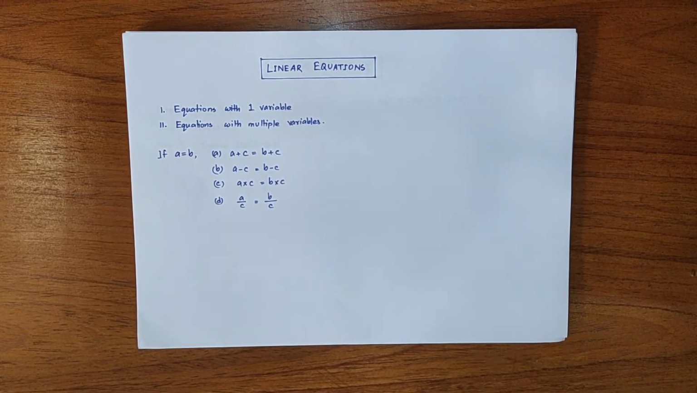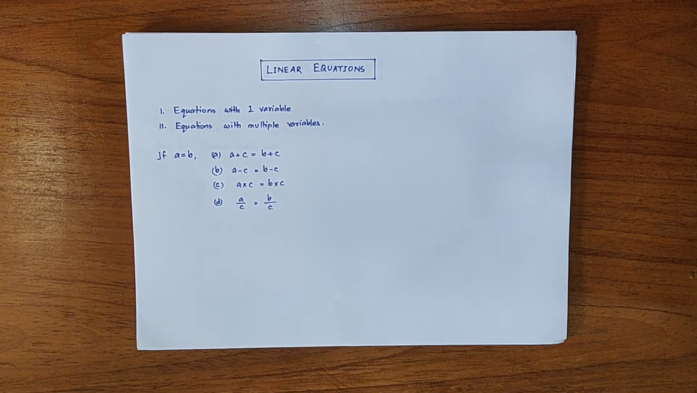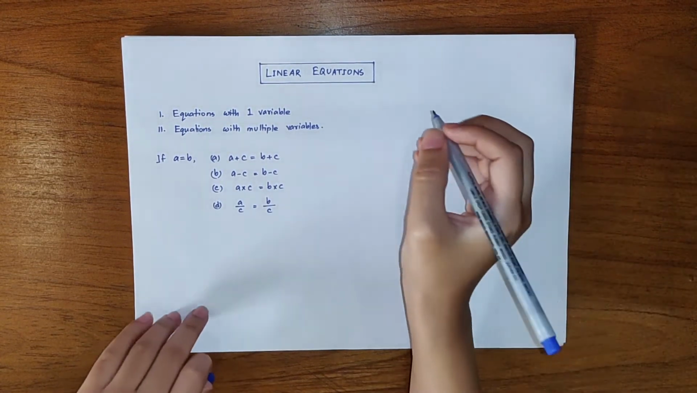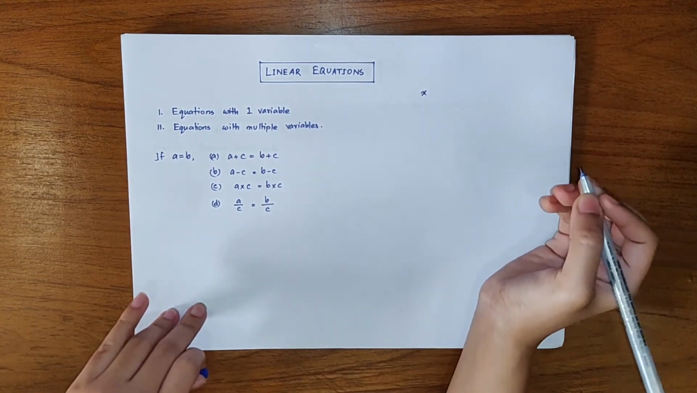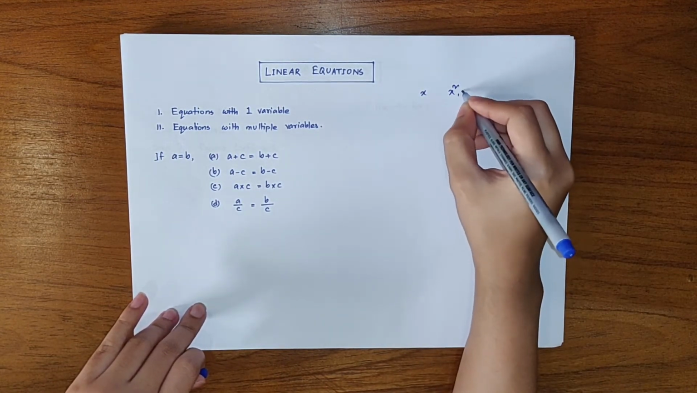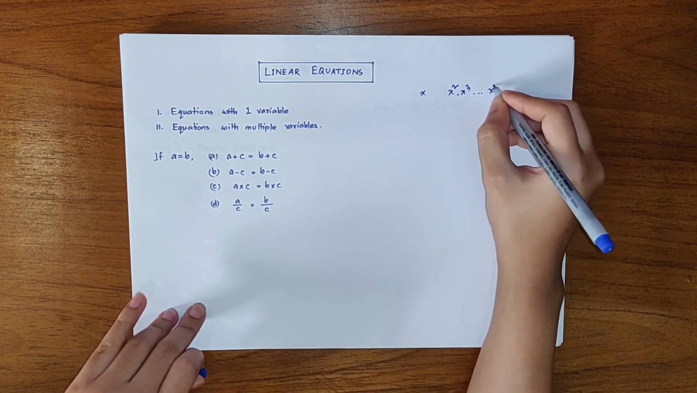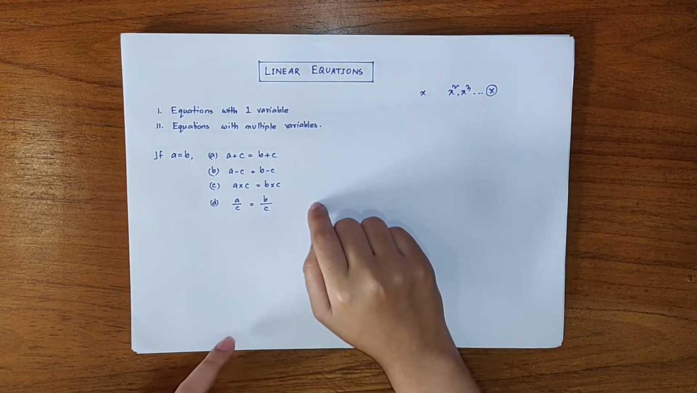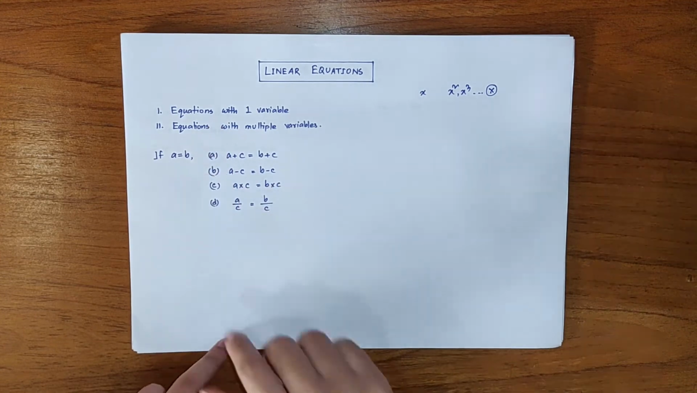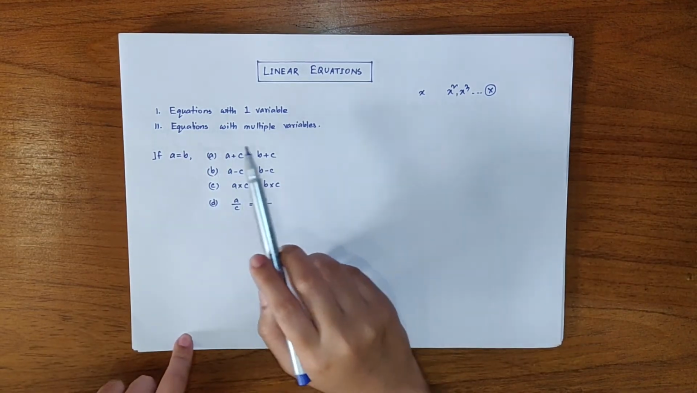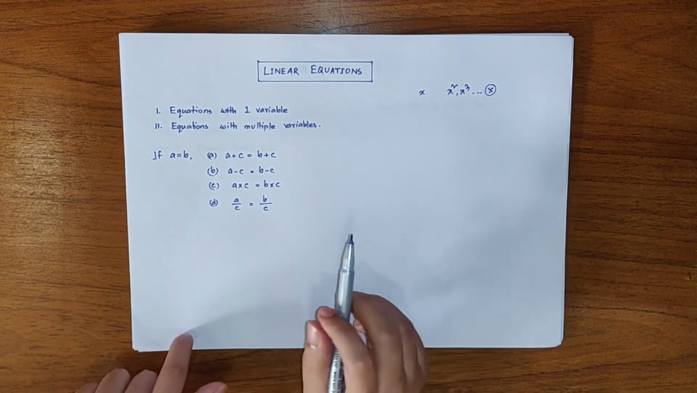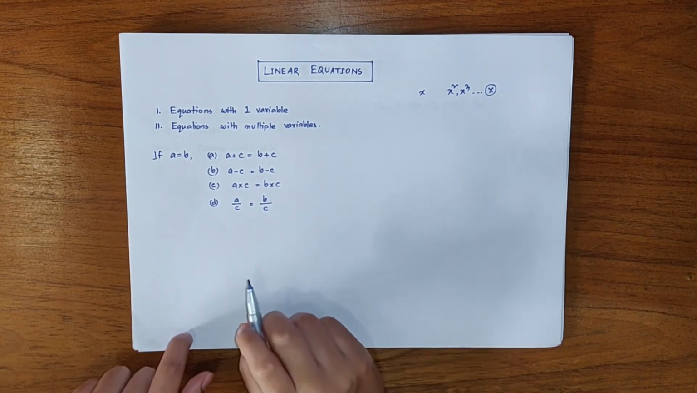A linear equation is basically an equation where none of the variables are raised to a power greater than 1, which means if x is a variable, you'll never get x squared, x cubed, and such in a linear equation. Now, you can find two types of variations of this linear equation. You can have equations with one variable, and you can have equations with multiple variables. Now, let's look at some techniques to solve one variable linear equations.